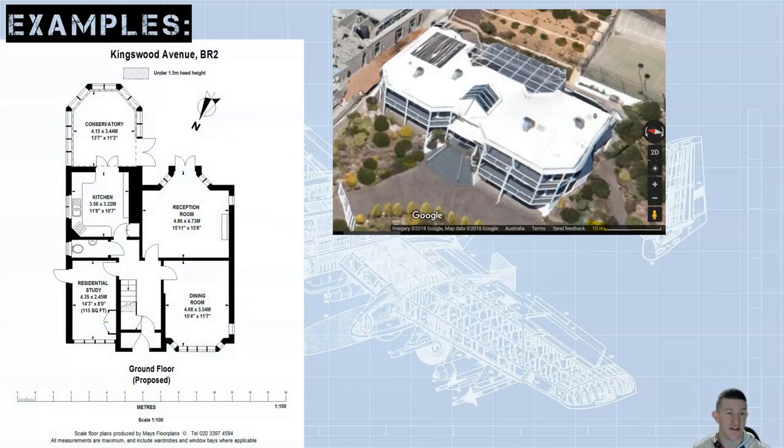Another example which is very common is floor plans and drawings of houses. Again, you'll see down here they've got a scale. They've even told you here it's a 1 to 100. So 1 centimeter equals 100 centimeters, just like we saw before. So we can use that as our scale.